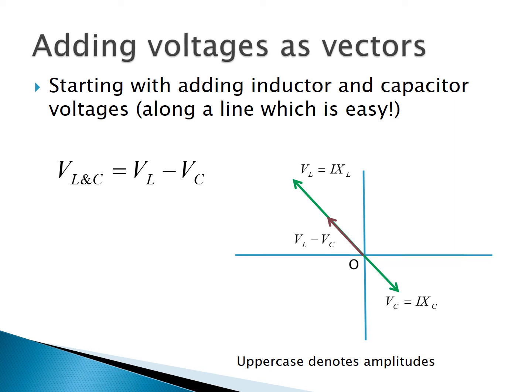So adding these 2 vectors that are exactly 180 degrees apart results in VL minus VC, which is the vector here shown in purple. And on the bottom of this slide, notice I say that uppercase denotes amplitude. So we're dealing with only amplitudes here so far. So VL and C basically is the sum, which is VL minus VC. And as shown, that has to equal IX sub L minus IX sub C, using the Ohm's law equation.